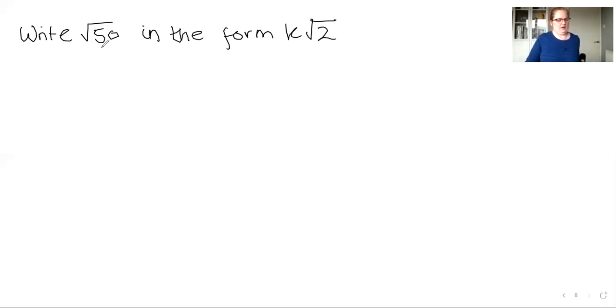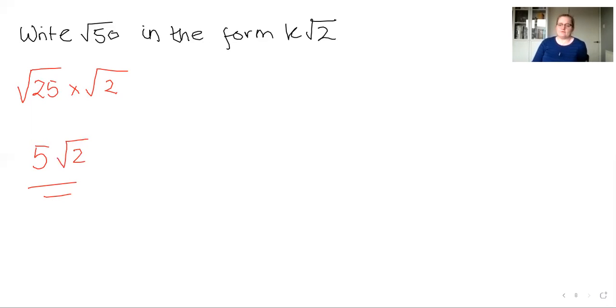So 50, we know our square numbers. We know 25 is a square number, so we can go in straight away and say root 25 multiplied by root 2 would give us root 50. And can we do the square root of 25? Yes, we can. The square root of 25 is 5. We can't simplify root 2, so it'd be 5 root 2.